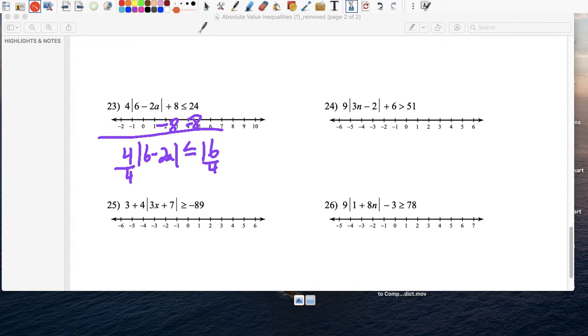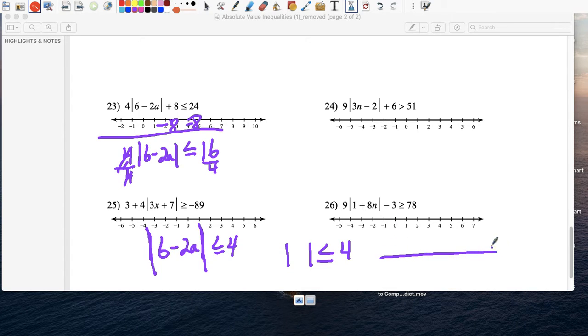My God, I wish we had more of these problems. I apologize. So divide both sides by 4. The 4 goes away. So I'm left with the absolute value of 6 minus 2a less than or equal to 4. And that's what I'm going to focus on. Let me drag this to the side. I'm just going to draw this with nothing inside. What can I take the absolute value of so that it's less than or equal to 4?